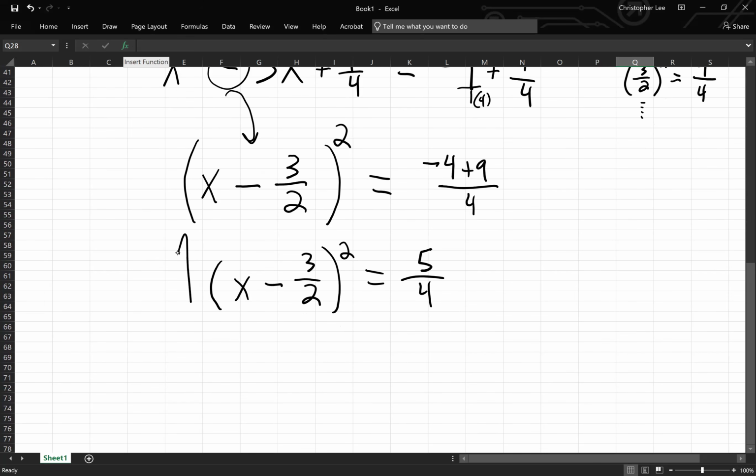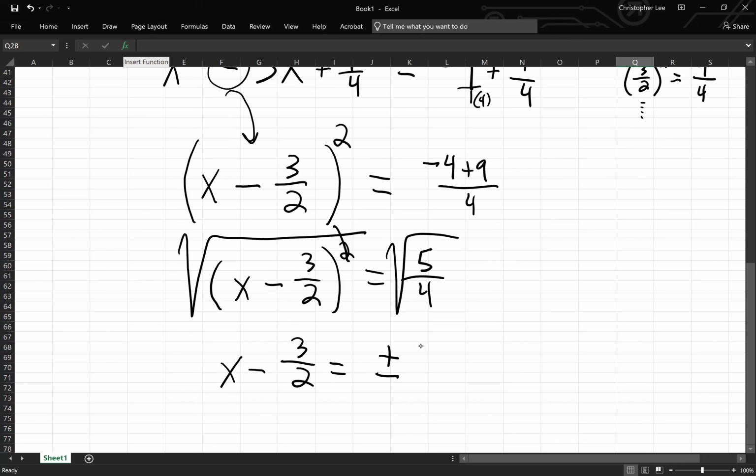Square root. Very good. So I'm going to square root this to get rid of the square, but what I do to one side, I have to do to the other. So now what do I have? I have x minus 3 over 2 is equal to plus or minus square root 5 over 2, right? What do I do after this? One more step. What do I do after that?